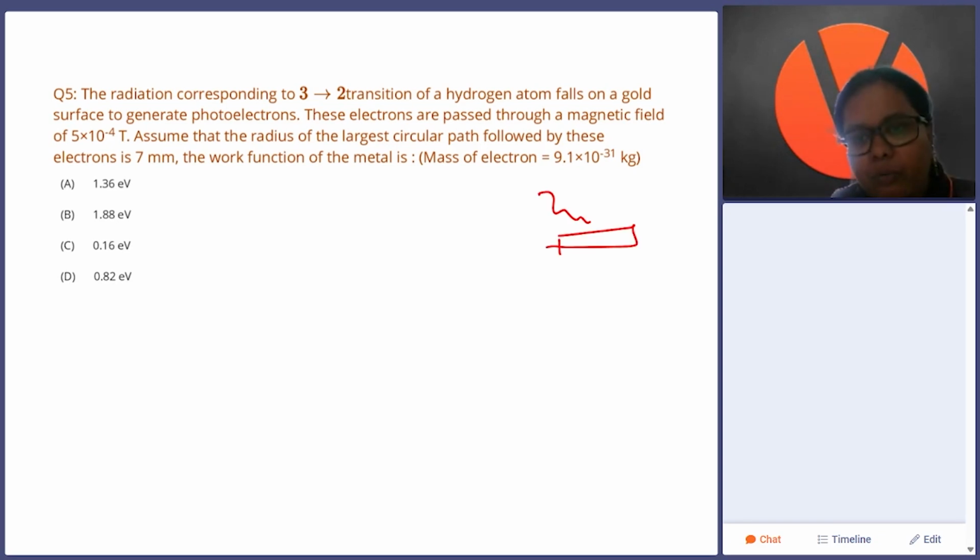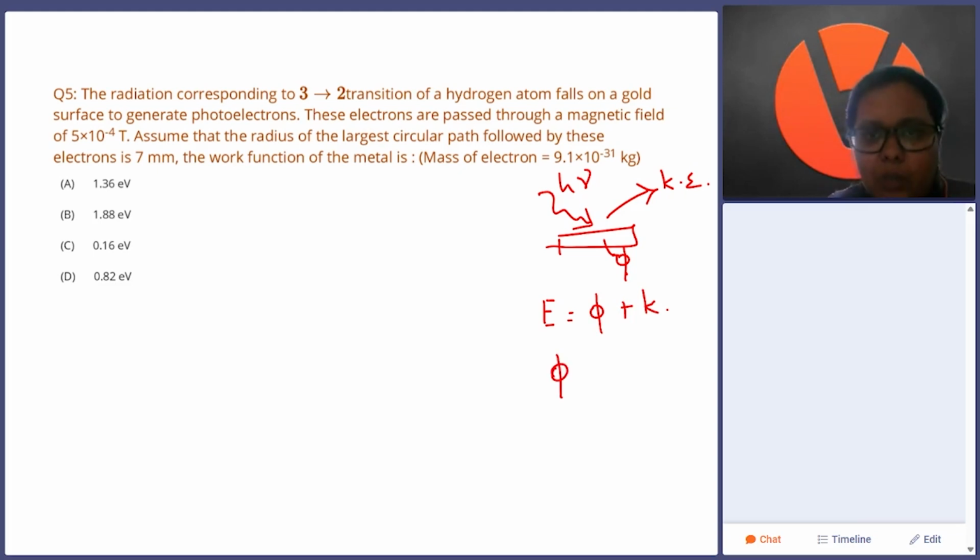If a photon of energy h nu is incident on a metal, the minimum energy needed by the electron in the metal is the work function, and the remaining incident energy is imparted as kinetic energy. Right? So how shall I write? Incident photon energy is equal to work function plus maximum kinetic energy. Now they are asking for the work function. How shall I find it out? Incident photon energy minus kinetic energy.